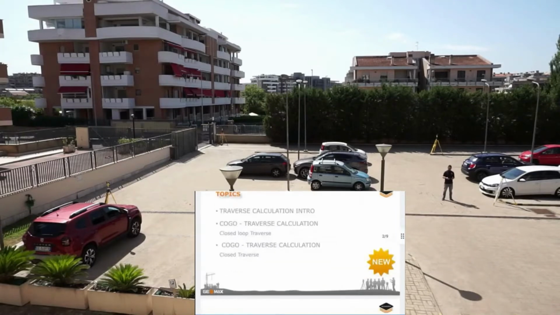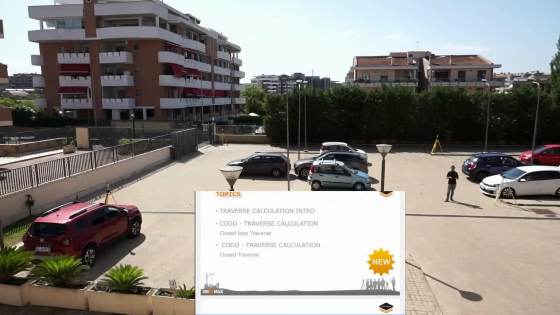So since the service pack number 2 of 2020, we have the possibility to calculate directly in field using the code functionality an open closed loop traverse and a closed traverse directly on field.